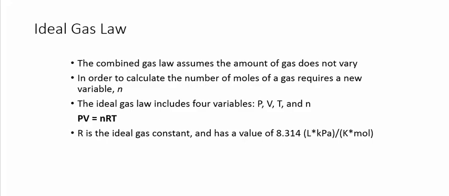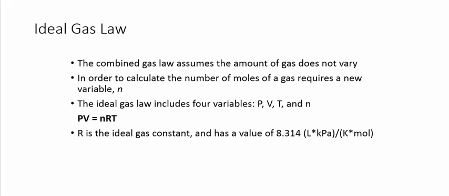Ideal gases. In the combined gas law, P1V1 over T1 equals P2V2 over T2, the amount of gas does not vary. If we need to calculate the number of moles of gas, we need a new variable. We're going to call that N. So N is the number of moles.